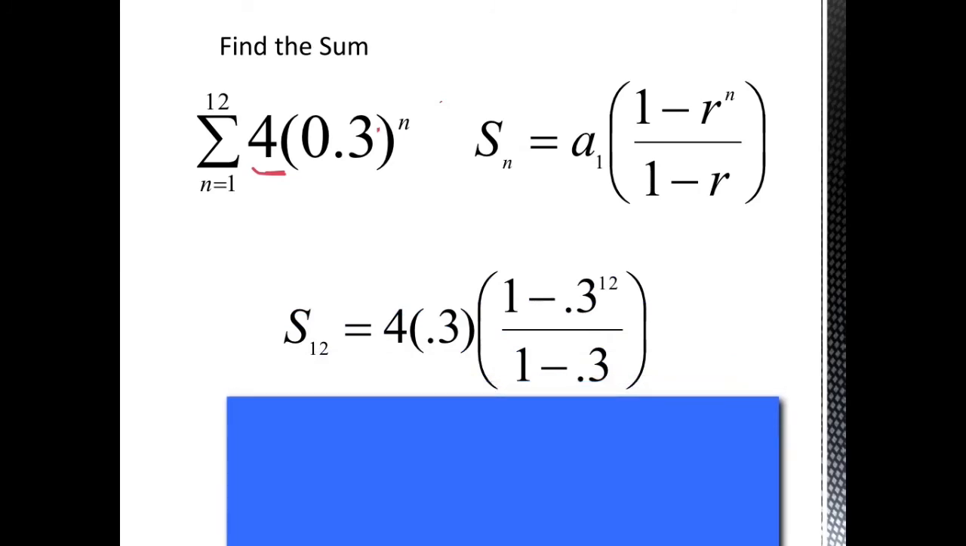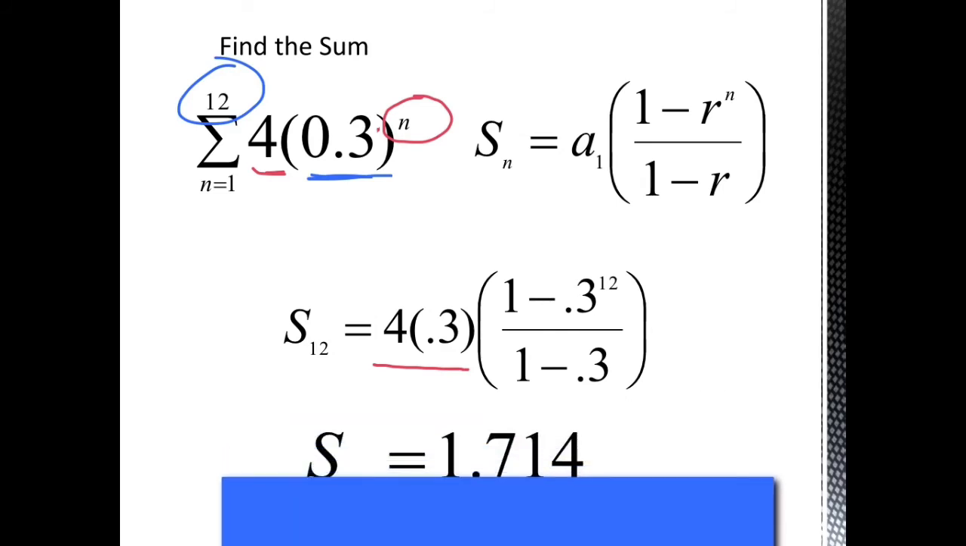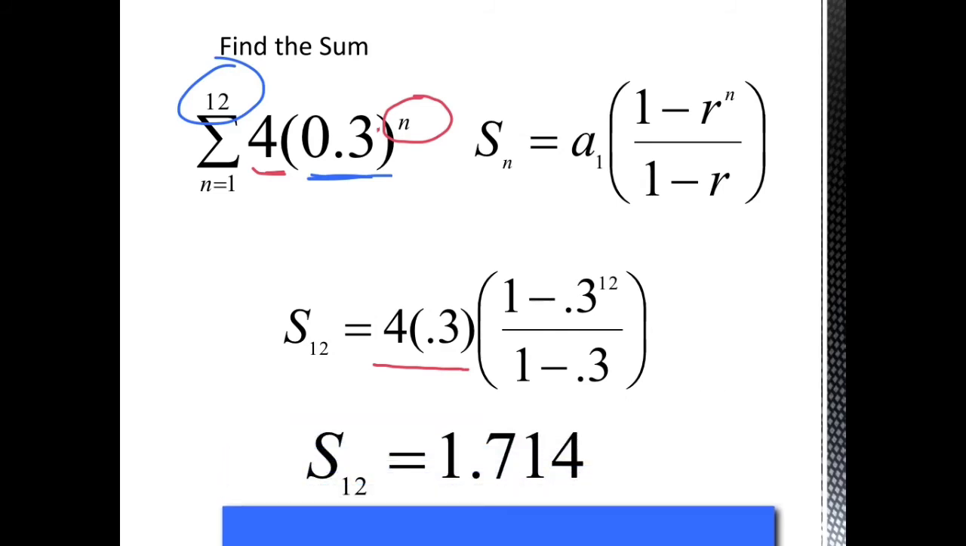And if you do, then you get 4 times 0.3. So this is actually your first term. And again, that's because this is to the nth power, not the n minus 1 power. Your r value is still going to be 0.3. And we have 12 terms, so now that's my n value. So when I simplify all of this, I get 1.714 as the sum of my first 12 terms.